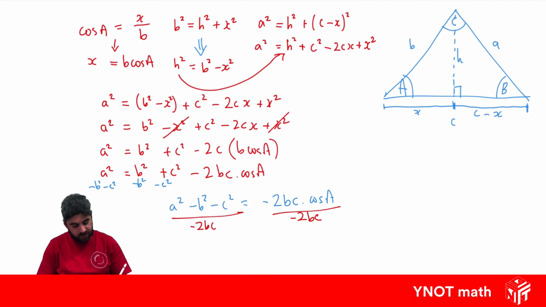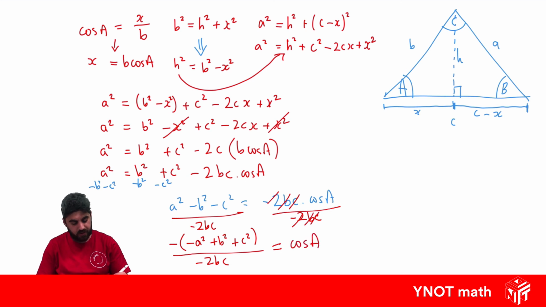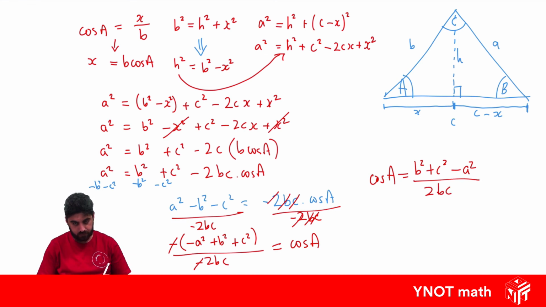So let's factorize out a negative in the numerator. So we'll get minus a squared plus b squared plus c squared over minus 2bc equals, all the minus 2 cancels, the b cancels, and the c cancels. So we're just left with cos A. These minuses cancel, and we can just rearrange our numerator. If we write b squared plus c squared first, then minus the a squared, over 2bc.